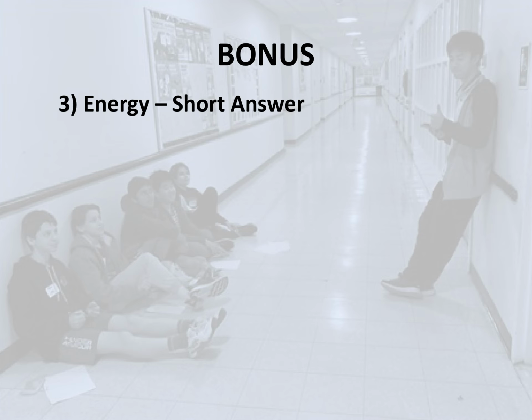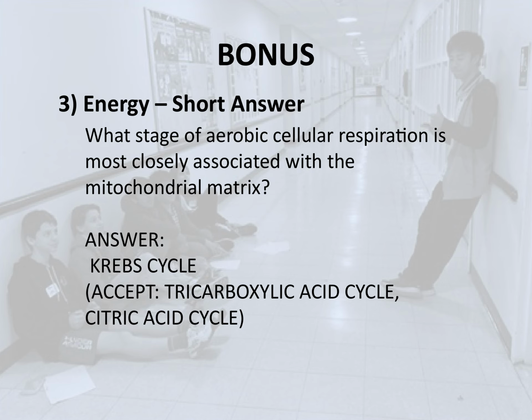Bonus 3. Energy, short answer. What stage of aerobic cellular respiration is most closely associated with the mitochondrial matrix? Answer: Krebs cycle, except tricarboxylic acid cycle, citric acid cycle.